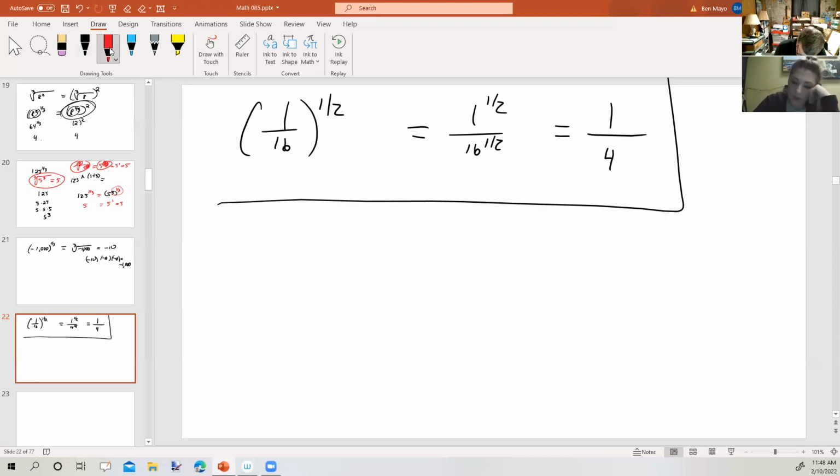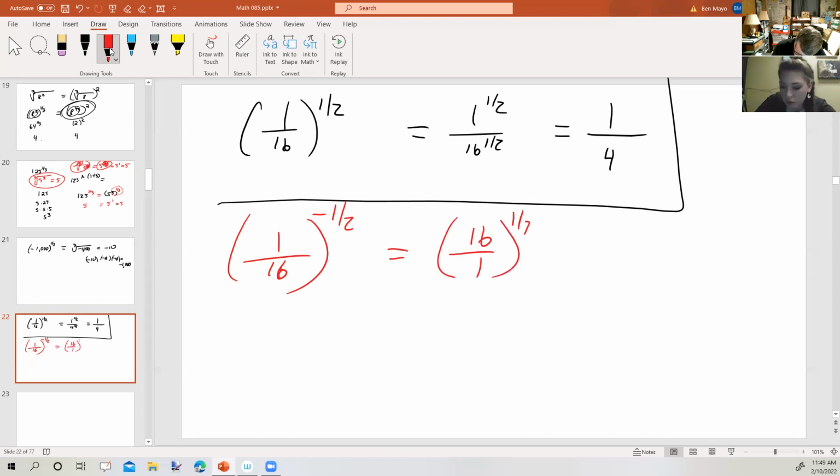Okay, how about this example? 1/16 to the -1/2 power. Well, the first thing I'm going to do is rewrite that as 16/1 to the +1/2 power. Taking the reciprocal of the base changes the sign of the exponent. But isn't 16/1 just the same as 16? So I've got the square root of 16, which is 4.